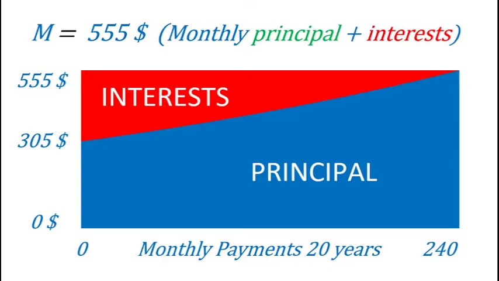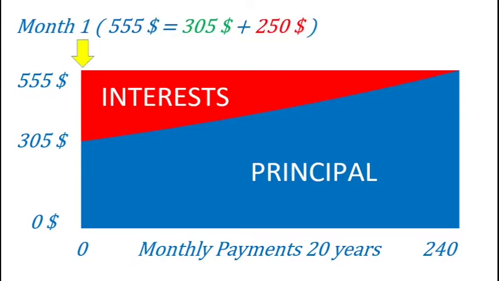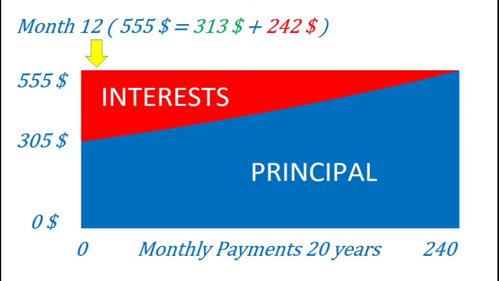At the beginning we have about $305 of monthly principal, and about $250 of interests. From month to month, your residual debt lowers, and the interest quote lowers accordingly. So for example, the first monthly payment is composed as we said. On month 12, the interest quote lowers to about $242, and the principal quote increases to $313, to keep the monthly payment constant.